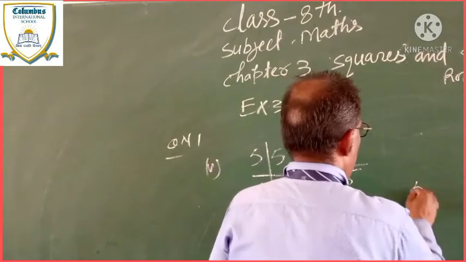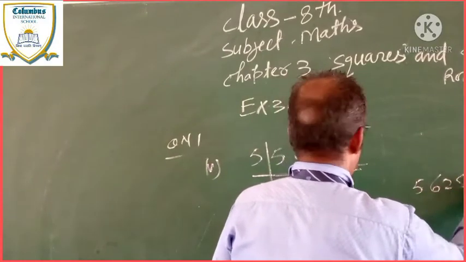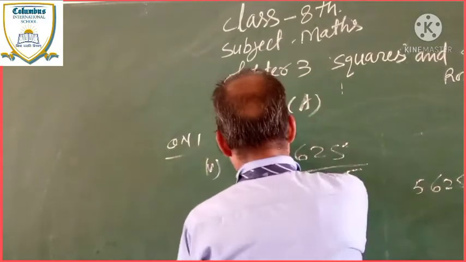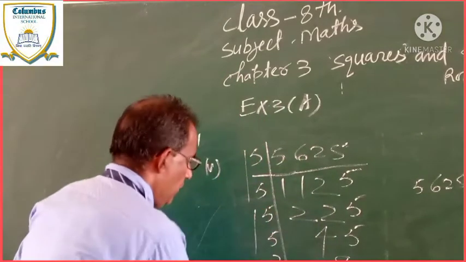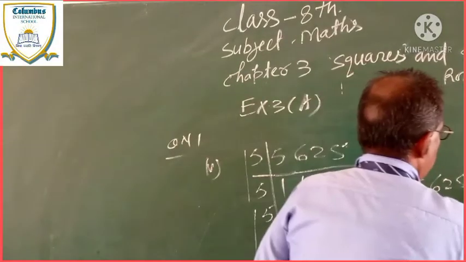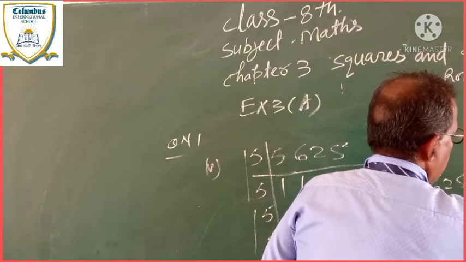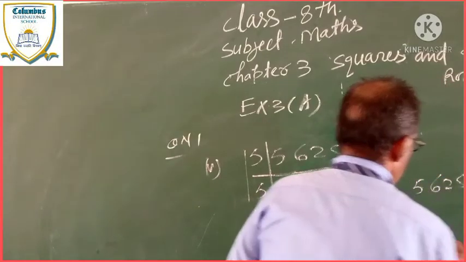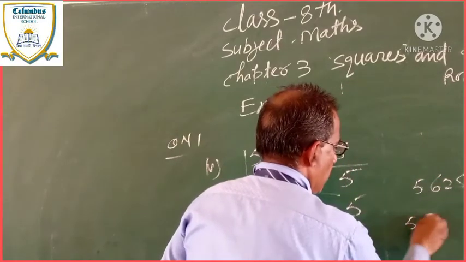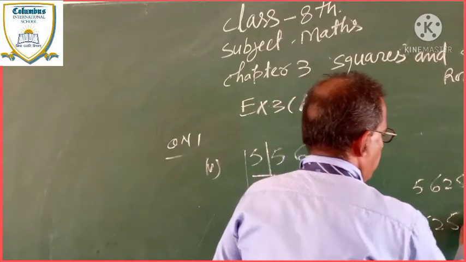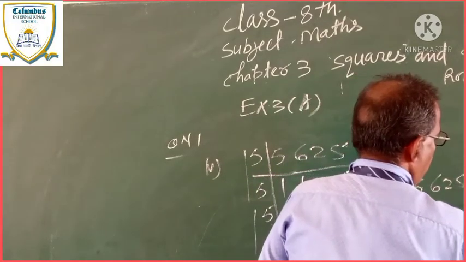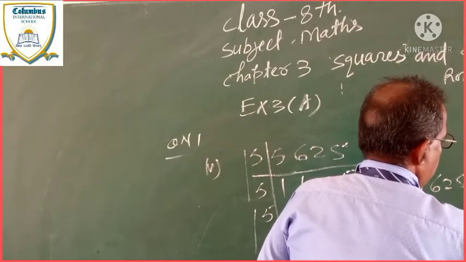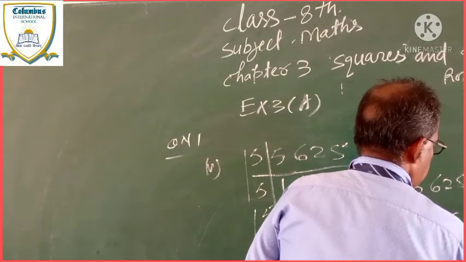So 5625 can be written as 5 square into 5 square into 3 square. So it is a perfect square. 5625 is a perfect square.